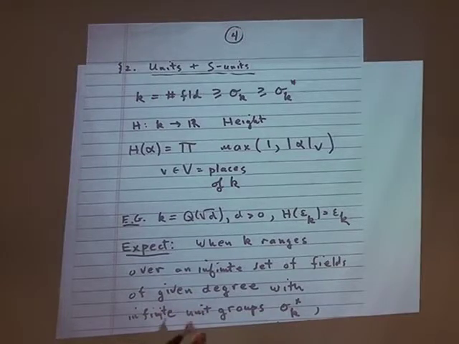Okay? So the height function says if I take an alpha that's in the field, well, I look at all the places of the field. That's capital V. For every place, there's a normalized absolute value, which is vertical bar sub v. And I take the product over all v's of the maximum of those absolute values.